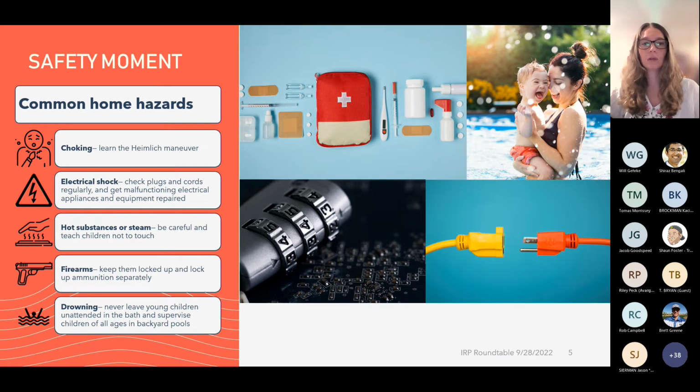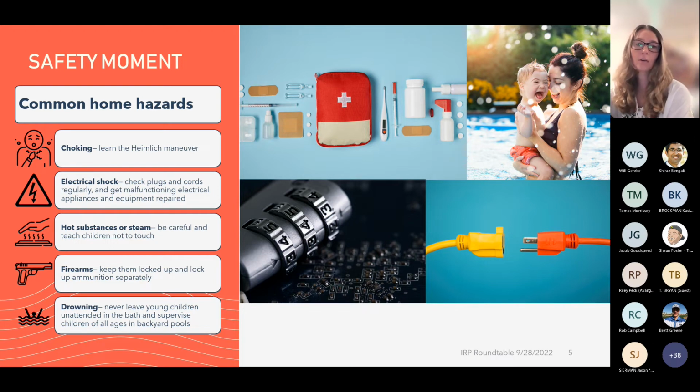If you can, get your plugs and cords checked, and put those little plugs into your outlets to make sure there's no open outlets for people to stick their fingers into. Be careful of hot substances and steam. Teach children not to touch. Make sure you keep an eye on your pets if you have hot surfaces in your home.